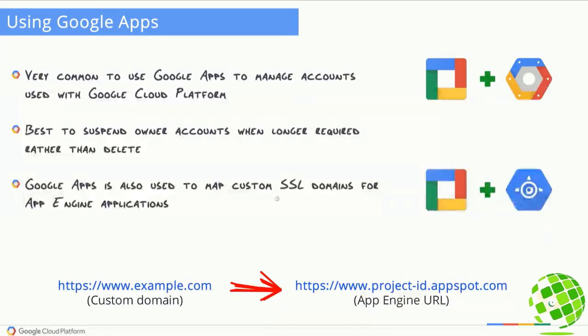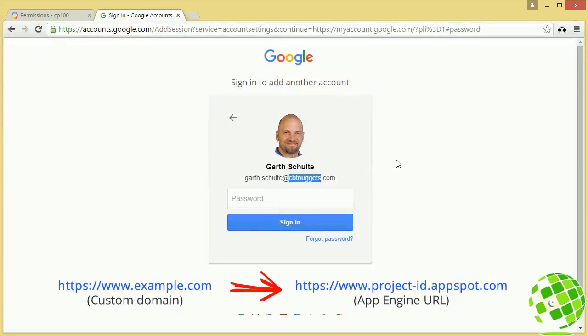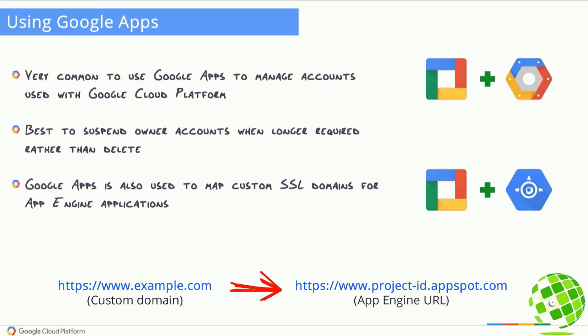Just a couple of notes here on using Google Apps. It is very common to use Google Apps to manage accounts used with Google Cloud Platform. In fact, I'm a perfect example of this because our CBT Nuggets accounts are Google accounts. We've been a Google Apps domain forever. So the second bullet is why I'm a good example of this, because I have a ton of projects underneath my CBT Nuggets account, both for personal and work use.